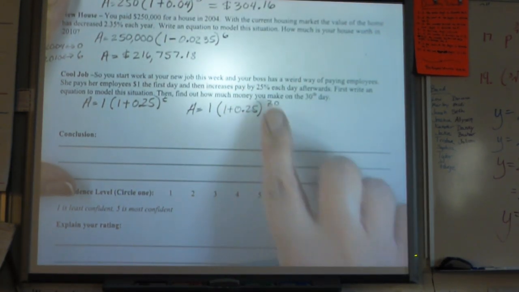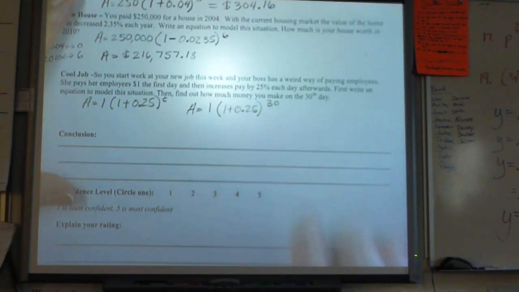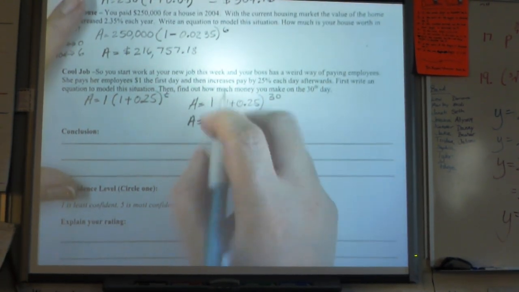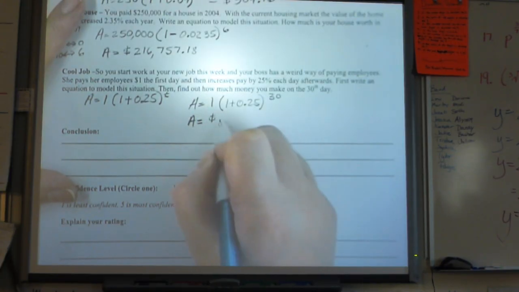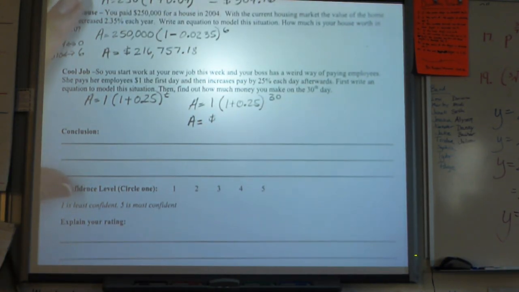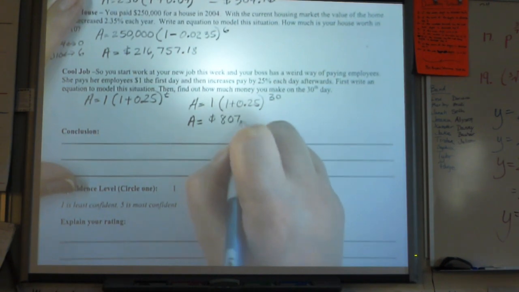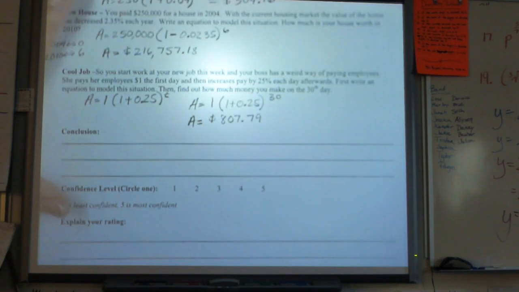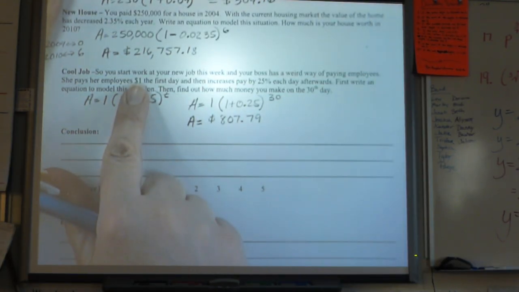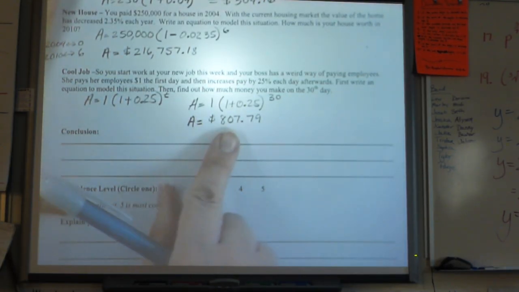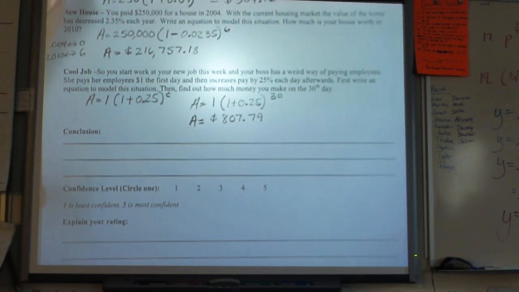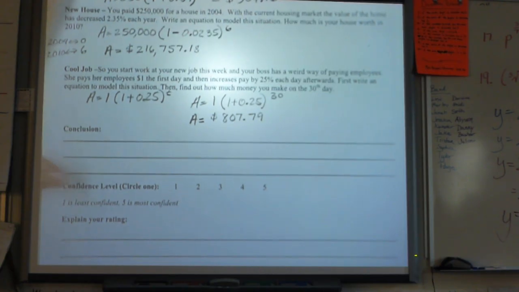So how much money are you going to make just on day 30? On day 30, how much do you get paid? $807.79. Oh, that's much better than I made on day 1. $1. How much did I make on day 30? $807.79. I think I'd like to work for her, right? For a long time.